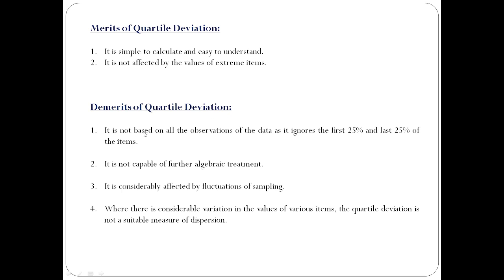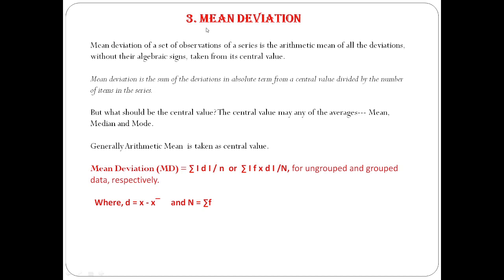Demerits of quartile deviation: it is not based on all the observations of the data, as it ignores the first 25% and last 25% of the items. That means the same problem exists as with the range; we are not considering all the data. It is not capable of further algebraic treatment. It is considerably affected by fluctuations of sampling. Where there is considerable variation in the values of various items, the quartile deviation is not a suitable measure of dispersion. To overcome this problem, we need to look at another measure of dispersion, that is mean deviation.